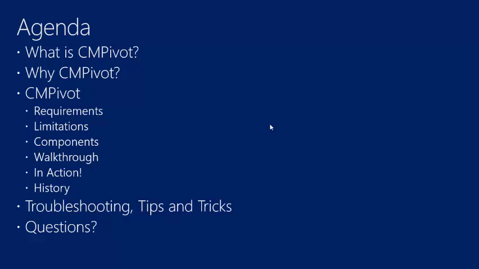What is CMPivot and why we care? Then we're going to really pull the covers back on CMPivot, talk about the requirements, some of the limitations, and the components. Then the real meat of this, a walkthrough, watching CMPivot in action, as we call it. Some of the history of CMPivot, building up from 1806 to where we are today, 1902 as of this recording. Wrap up with some troubleshooting tips and tricks, and we'll be done.